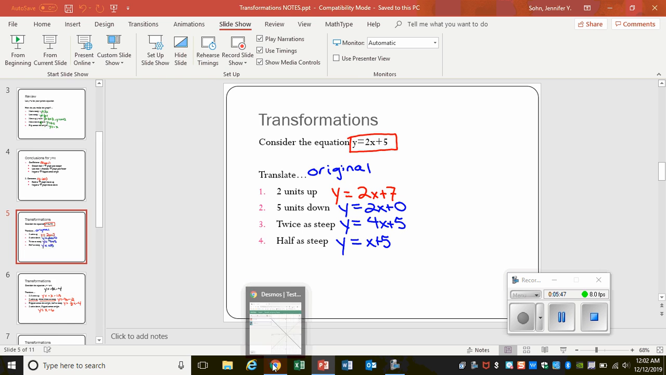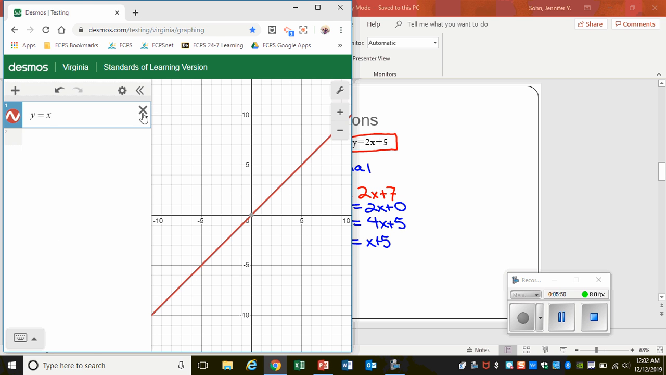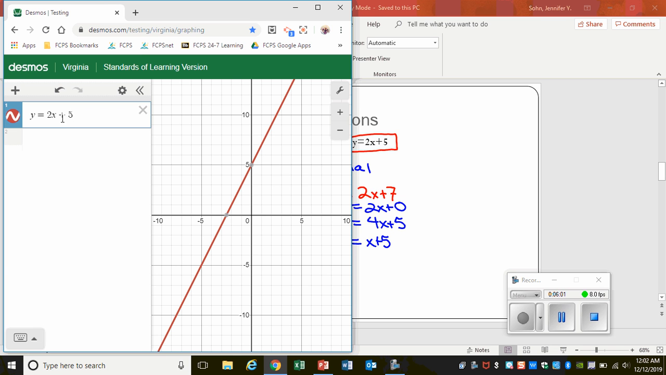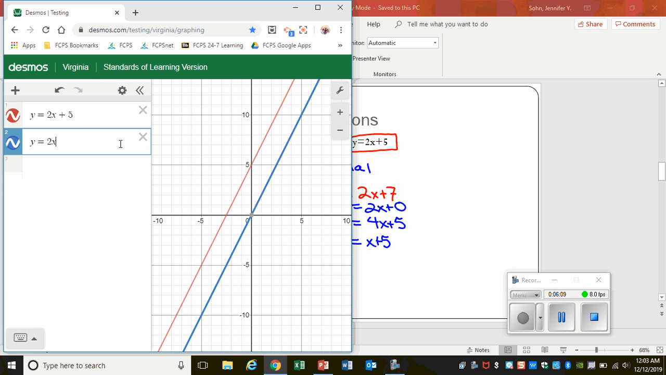So please go to Desmos. We're going to type y equals 2x plus 5. And then we're going to go 2 units up. So when I say up, I'm talking about change the y-intercept. We're going to go up 2 on the y-intercept. The y-intercept is 5. So the slope stays the same, and we're going to just add 2 to the 5, which is 7. And as you can see, from here we went up 2.